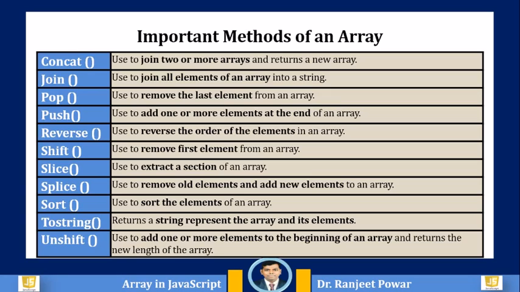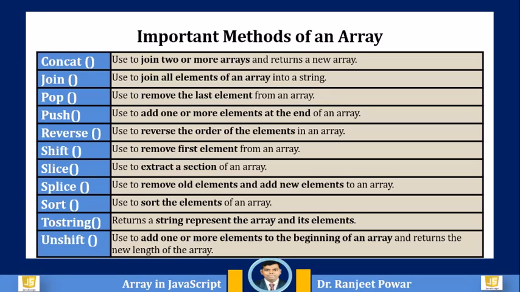The next method is the shift method, which is used to remove the first element from an array. This method returns the removed element and changes the length of an array.